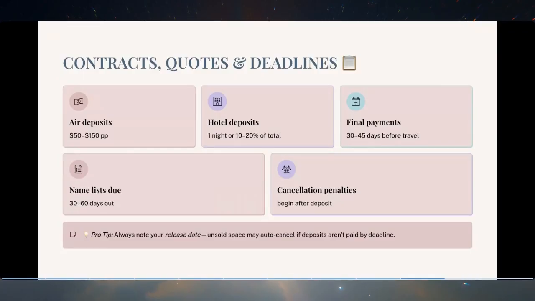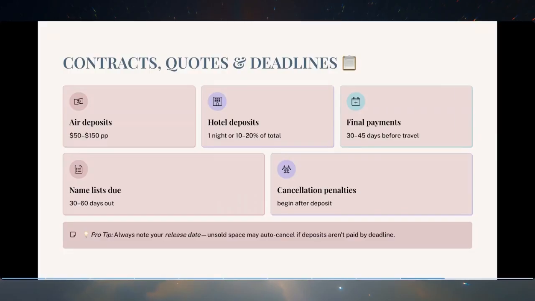So this is typically how it works for the contract quotes and deadlines. Air deposits, a lot of the times it'll be anywhere from $50 to $150 per person. I know Vax, they charge quite a bit actually. It's $250 per person when you do a hotel and a flight, so it just depends. But hotel deposits is normally one night deposit or roughly 10 to 20% of the hotel. Final payments are always due 30 to 45 days before travel. That's how it works on 90% of this.